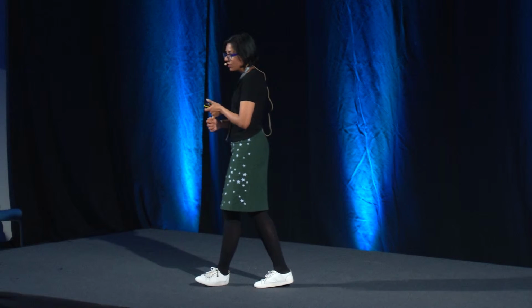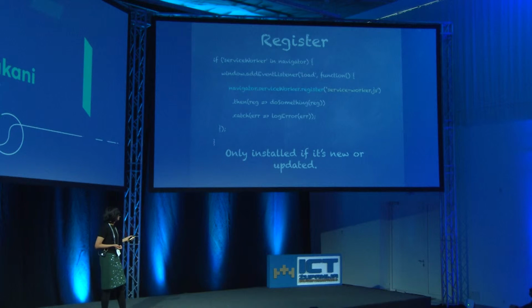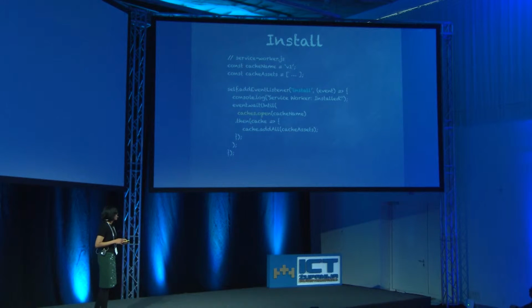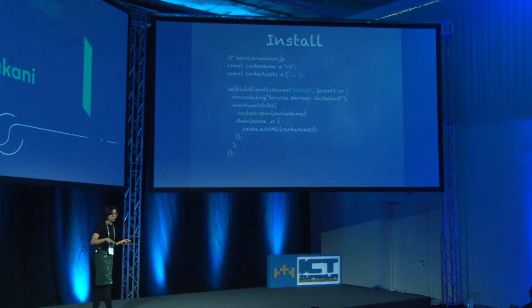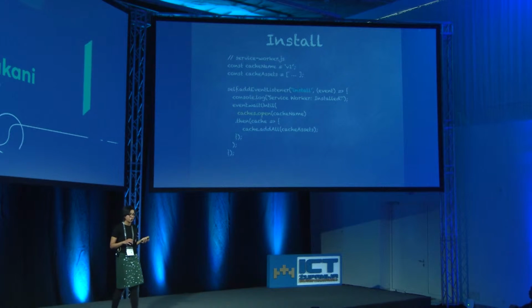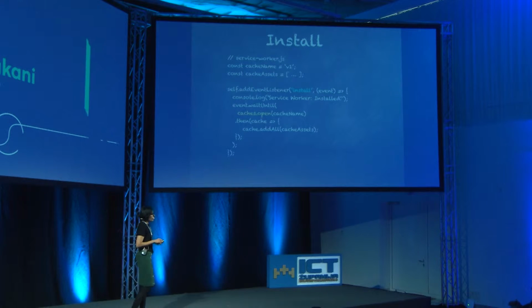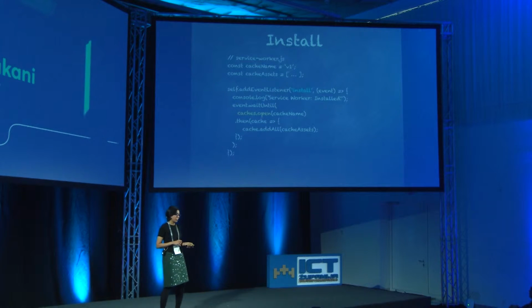Now, when does the browser install this? The service worker will only be installed if it's new, that is, the browser has never seen it, or if it's updated source code, so you've changed the code of it. When the browser installs your service worker, it's going to send you an install event. So in the service worker itself, you can add an event listener to the install event, and that's a great point to actually cache your static assets that you want to serve through this.